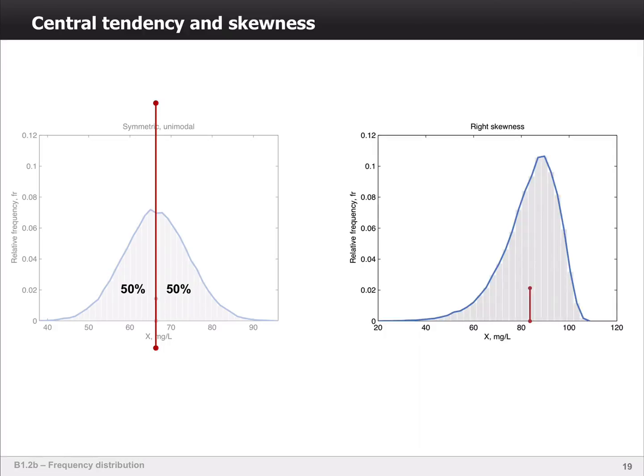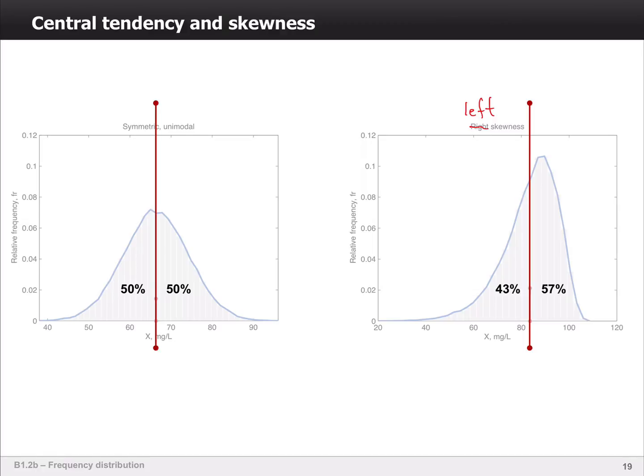But if you have a skewed distribution, in this case we have left skew. So if you calculate how many values you have on the left and the right part of the mean, you can see that you have only 43% on the left and 57% on the right. Because this heavy tail pulls the average to the left, the average and median are not the same anymore. And okay.